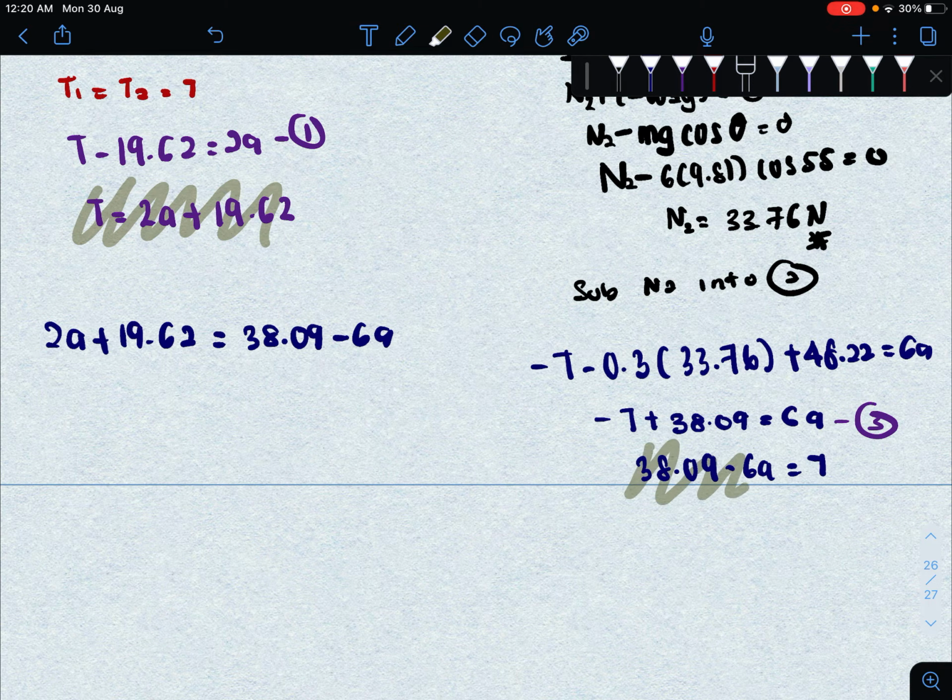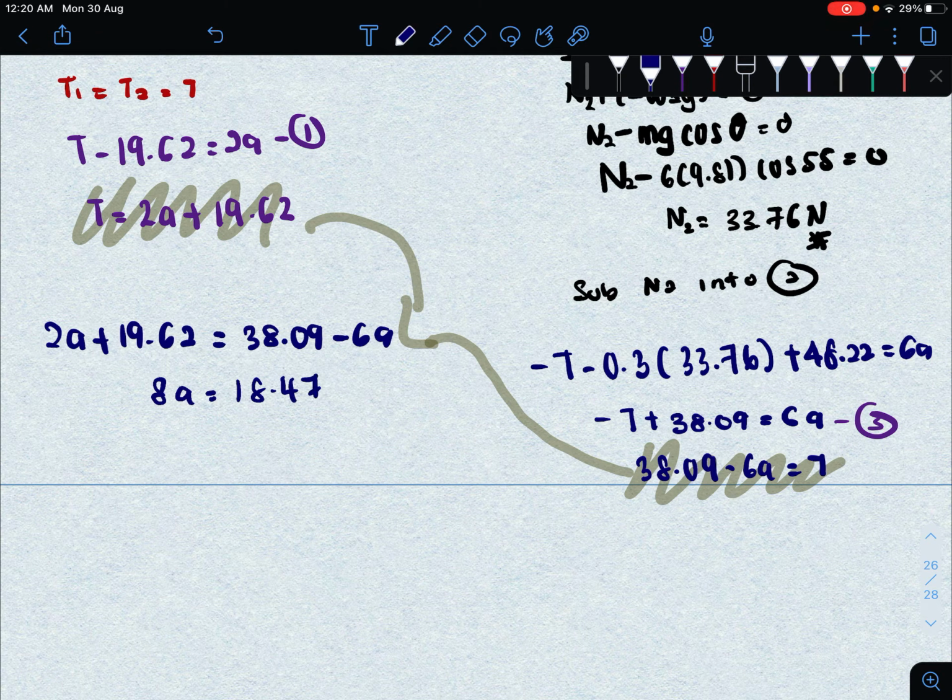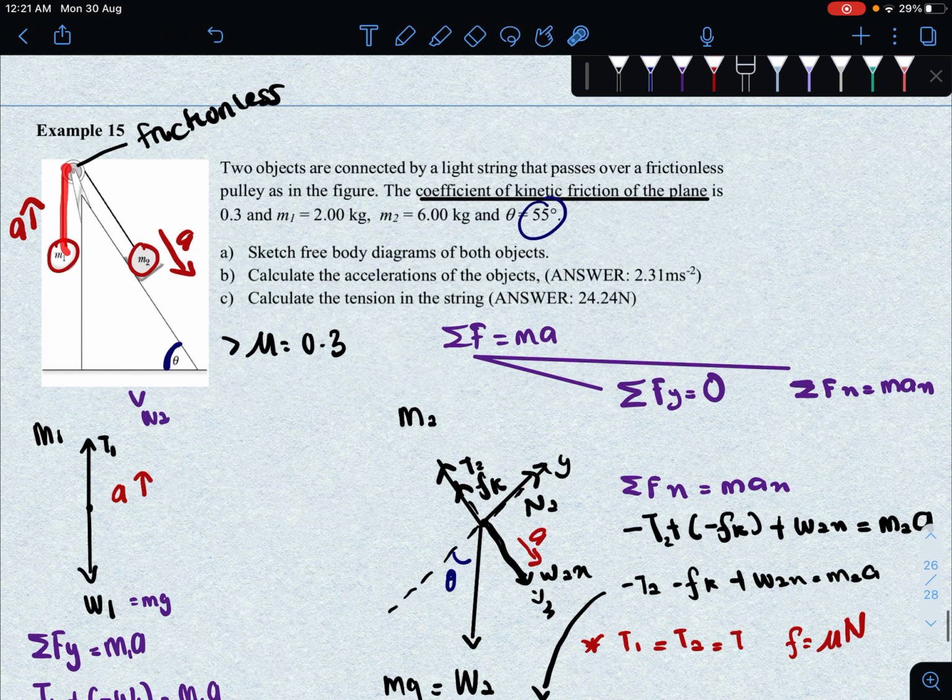Okay, equation ini dengan equation ini gabung dapatkan yang ini sebab dua-dua sama dengan T. Okay, so now you are left with only one unknown which is A. So kita boleh terus cari A dekat sini. Okay, apa yang kamu boleh buat adalah bawa 6A tu ke kiri. So 2A campur dengan 6A bawa ke kiri dia jadi positif. So you get 8A and then 38.09 bawa 19.62 ke kiri. So positif akan jadi minus. So you'll get 18.47. So A kamu akan sama dengan 18.47 by 8, 2.31 ms negative 2. So ini adalah acceleration that these two object is going to move with.